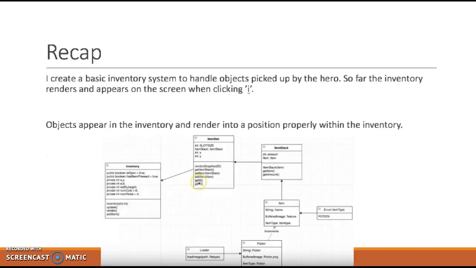So, to recap from the previous sprints, I've created a basic inventory system to handle objects picked up by the hero. The inventory system renders and appears on the screen when clicking I. Objects appear in the inventory and render into a position properly within the inventory. And then this was my UML diagram from last time showing all the classes and things I have made so far for the inventory system.